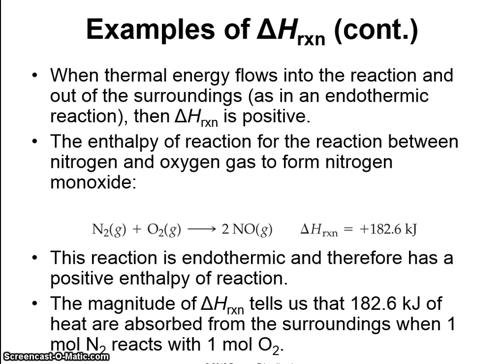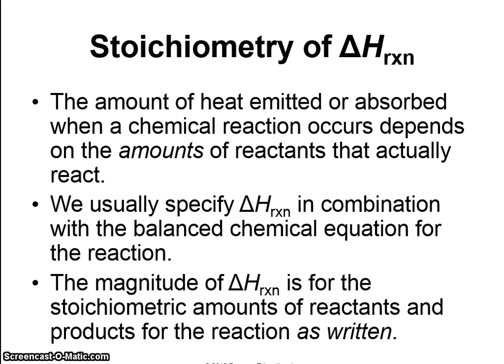When thermal energy flows into the reaction and out of the surroundings, as in an endothermic reaction, then delta H sub Rxn is positive. The enthalpy of reaction for the reaction between nitrogen, shown here, and oxygen gas to form nitrogen monoxide tells us that because of the sign, the reaction absorbs heat, 182.6 kilojoules for 1 mole of nitrogen combined with 1 mole of oxygen gas to provide 2 moles of nitrogen oxide gas.